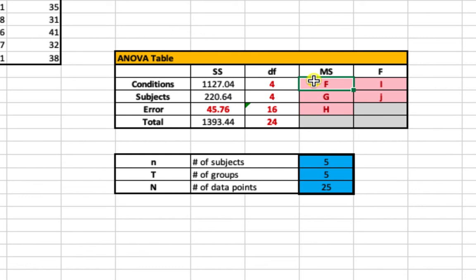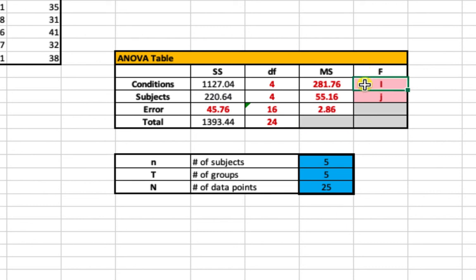Our mean squared calculations are going to be the sum of squares divided by degrees of freedom in their respective row. So we could technically just copy this, because each sum of squares and each degrees of freedom should shift as we copy.